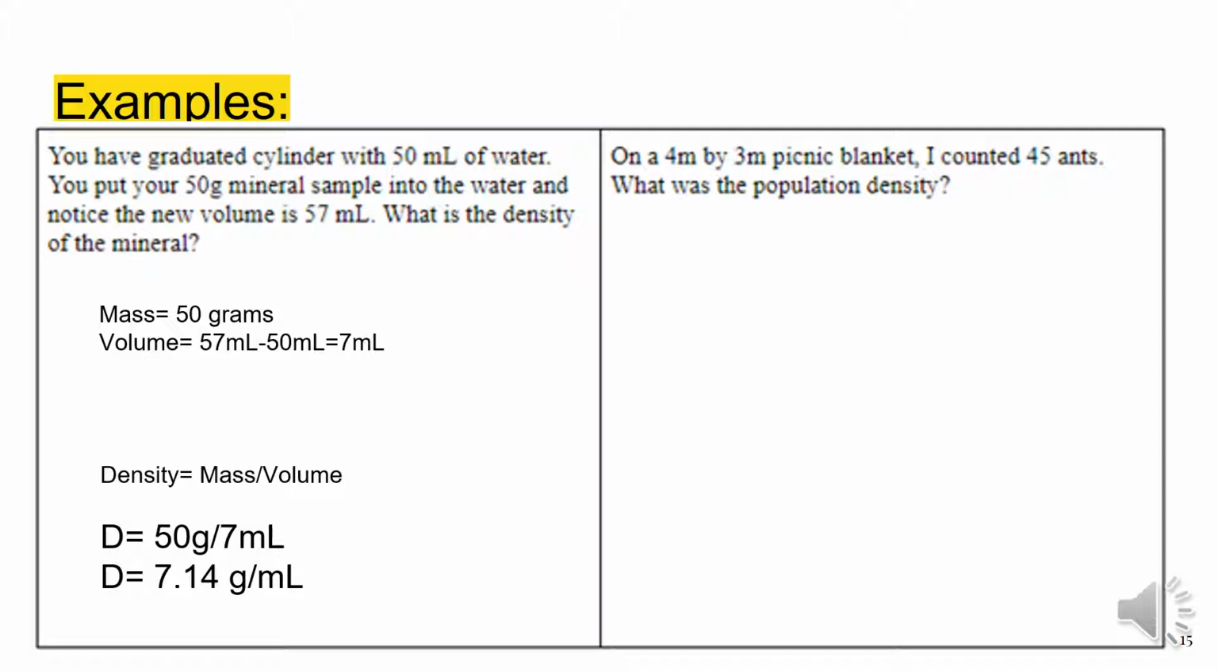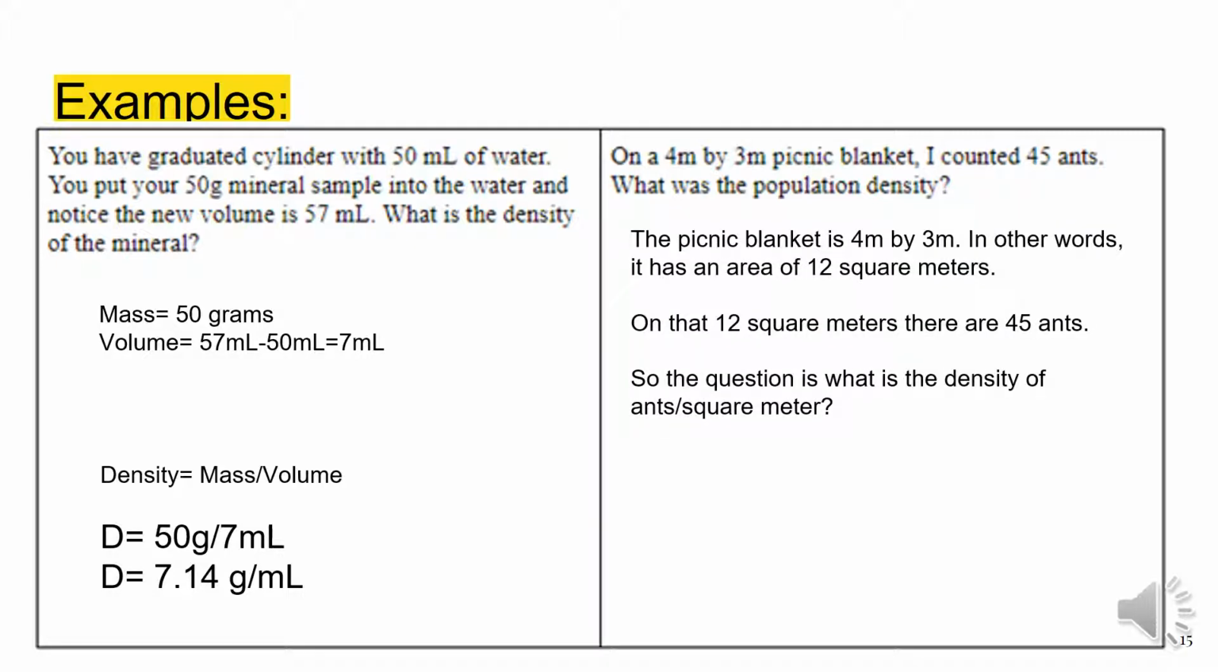On the right-hand side, we have a 4 by 3 picnic blanket, and there are 45 ants. So this one is a population density question. It's similar because it follows a very similar equation. However, our numbers for mass are going to change just a little bit. Our mass here is the number of ants, and there are 45. Our volume, so to speak, isn't really a volume because a picnic blanket is a two-dimensional shape. Thus, our "volume" is now an area, and our picnic blanket, 4 by 3, has an area of 12 meters squared.